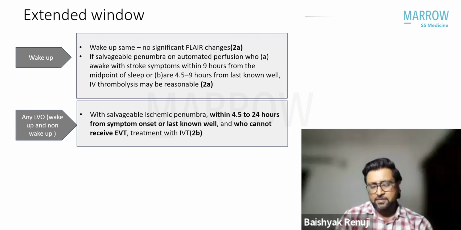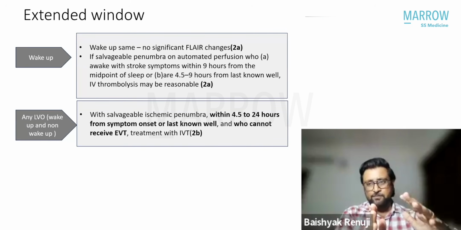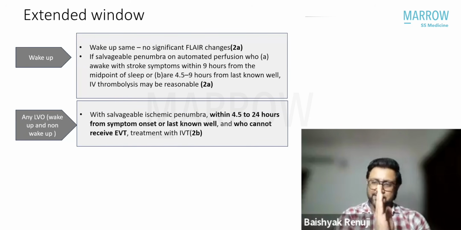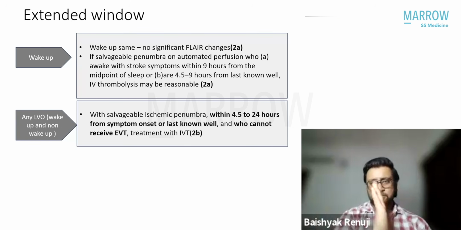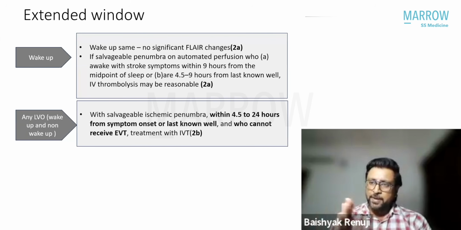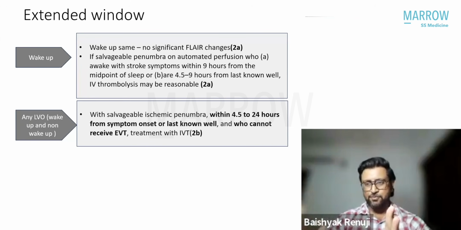Suppose I'm giving you a scenario. The midpoint of sleep is at 12 a.m. He slept sometime before; I don't know how long before because I'm bad at mathematics, so just take it as 12 o'clock. The midpoint is between the time he went to bed and the time he woke up. The midpoint is 12 o'clock. So if he woke up by 9 o'clock, that means from the midpoint it is within 9 hours of the stroke. There you can offer it. But suppose he wakes up by 10 o'clock or 11 o'clock or 12 o'clock, you cannot offer it. That is what the midpoint of sleep means.